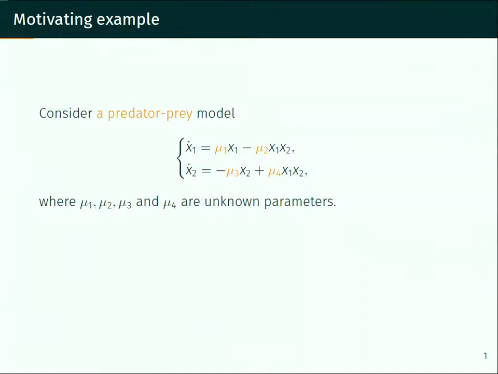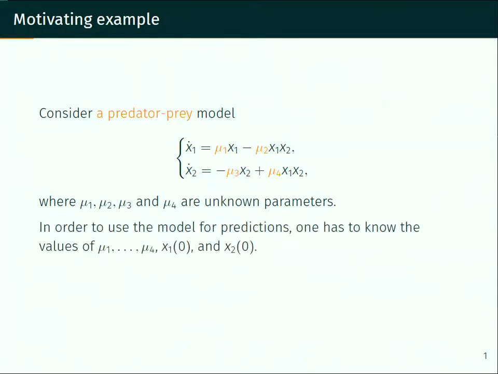he or she doesn't know the values of the corresponding parameters. And if you want to really apply this model to any predictions of the future, you have to know these parameters, because otherwise it doesn't make sense. So the question is, can we get them from some observations? And the situation might be a bit more complicated if, for example, you cannot measure x1 or x2. For example, rabbits are too fast and too small to actually count them.